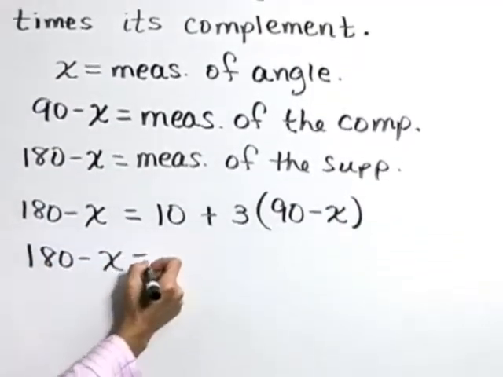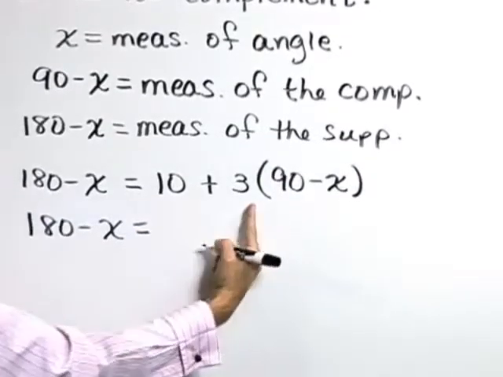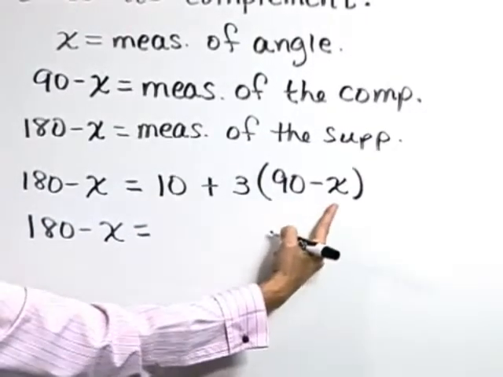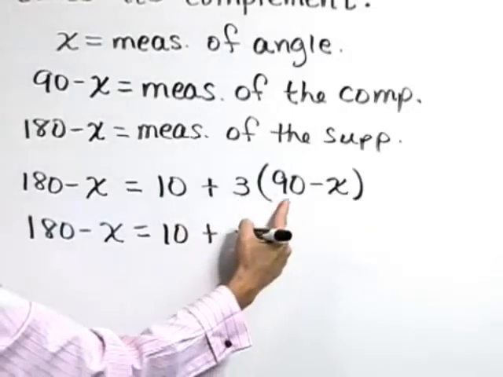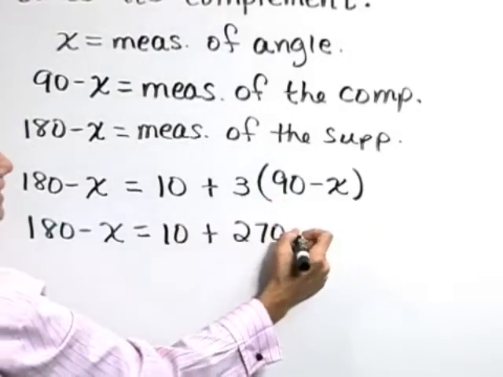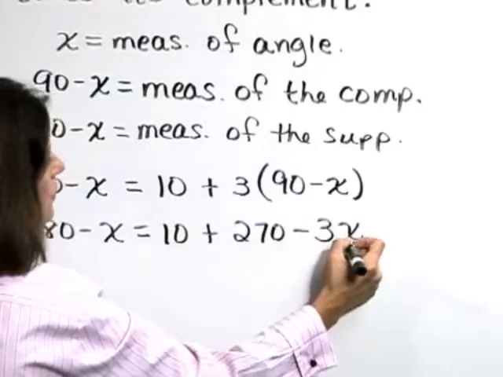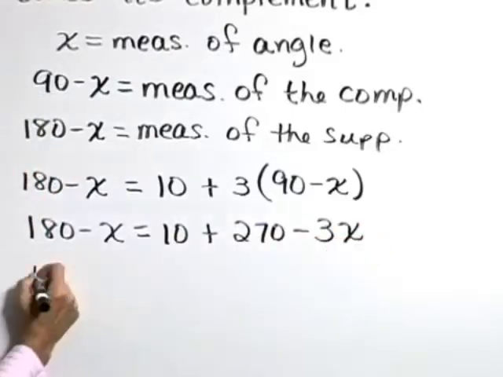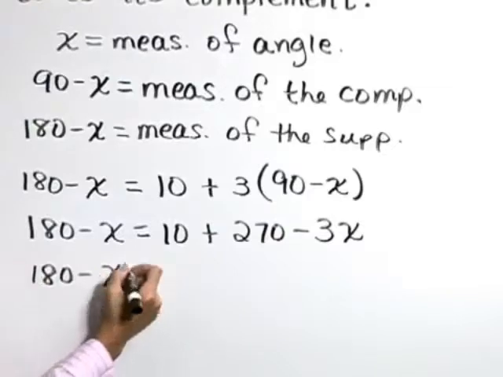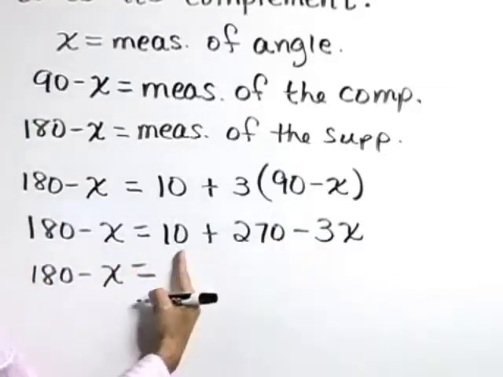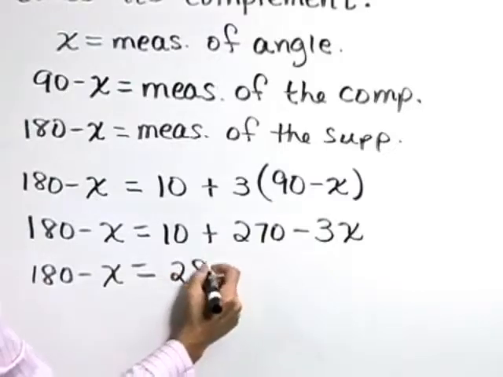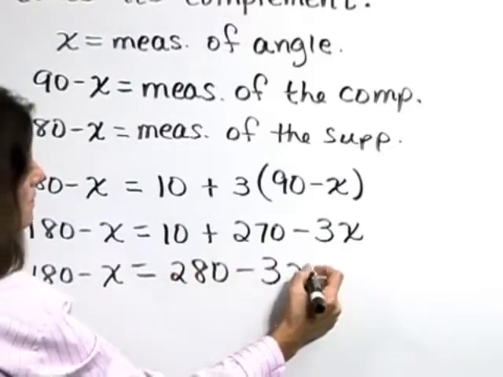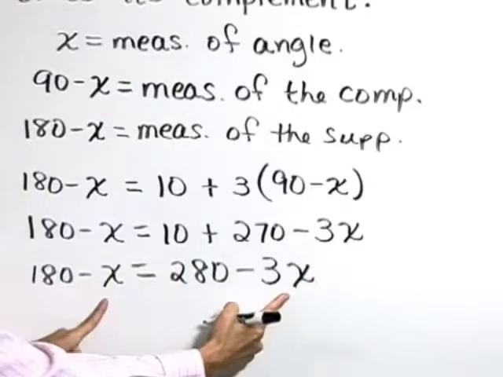Rewriting the left, and let's simplify on the right by distributing the 3 into parentheses. So the right becomes 10 plus 3 times 90 is 270 minus 3 times x. Let's next simplify on the right still by combining our numerical values. 10 plus 270 is 280. Now let's get our x terms together.